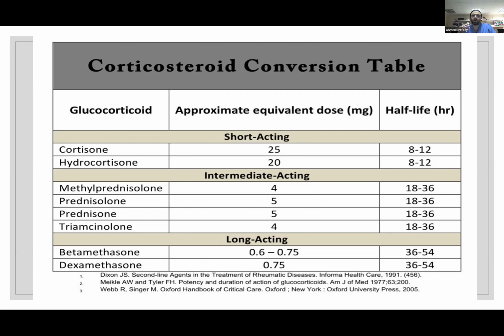So we have what is called the equivalent dose. If we are talking about 25 milligrams of cortisone, this is equivalent to 20 milligrams of hydrocortisone. But when we're talking about something like prednisone, the equivalent dose is only 5 milligrams. And dexamethasone, which everyone uses every day in anesthetic practice, is only 0.75 milligrams. So 20 milligrams of hydrocortisone equals 0.75 milligram of dexamethasone.